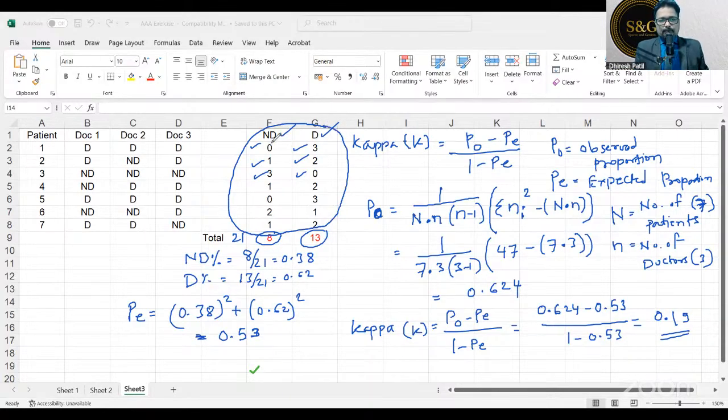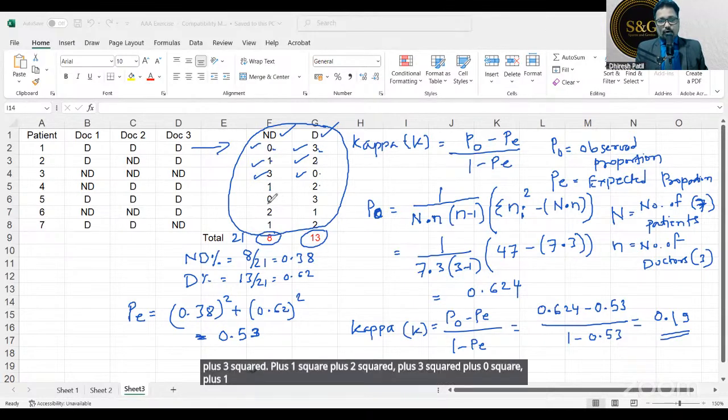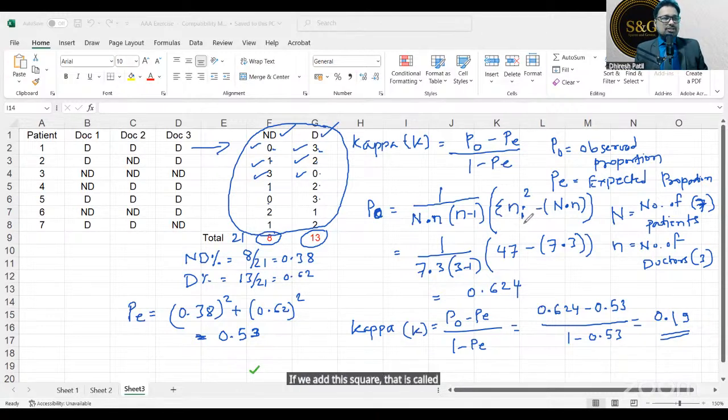These are, for example, here, 0 ND, 0 meaning what? In this row, there is not a single not depressed person was there. And 3 is depressed. Okay, so 0 square plus 3 square plus 1 square plus 2 square plus 3 square plus 0 square plus 1 square plus 2 square plus 0 square plus 3. If we add these squares, that is called summation of Ni square. Clear, Maheshji? Ni are these individual numbers which are there in this column, no?